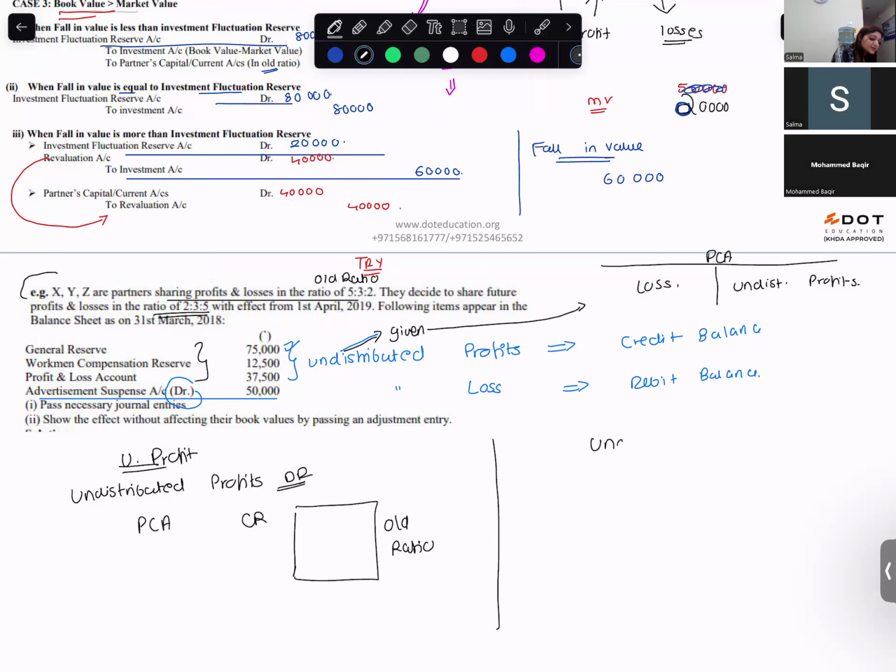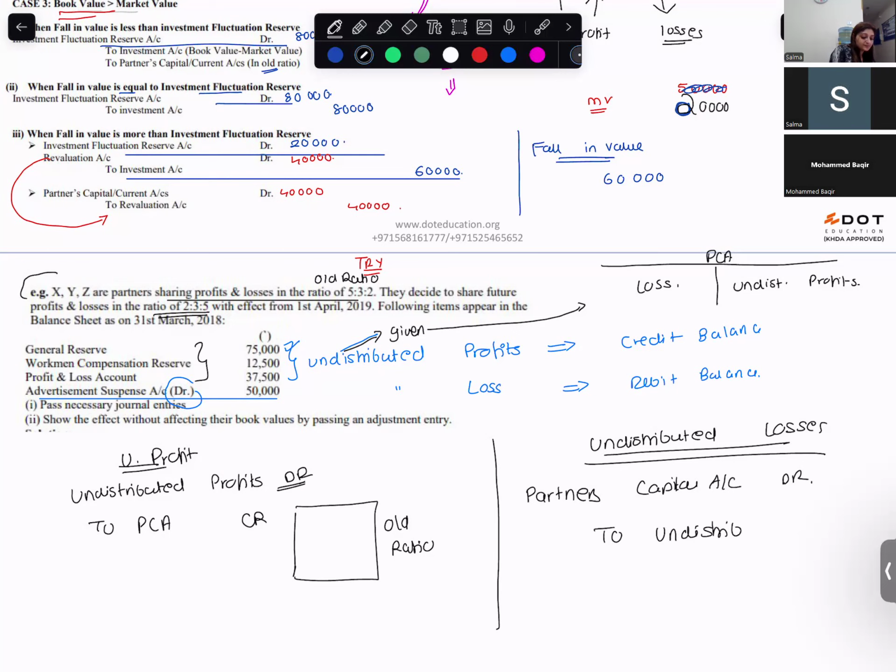What do you do to the undistributed losses? We put it on the partners' capital account, debit side. What would be the journal entry to distribute the undistributed losses? It would be partners' capital account, which side? Debit side. Partners' capital account debit to undistributed losses credit, the undistributed losses account. Are you with me? Yes, ma'am.